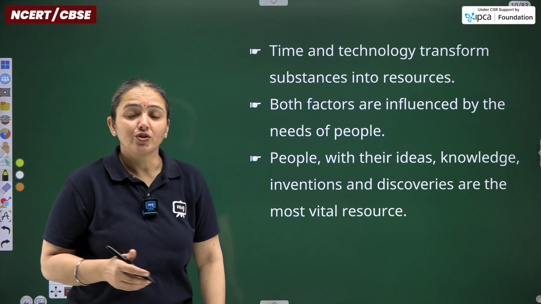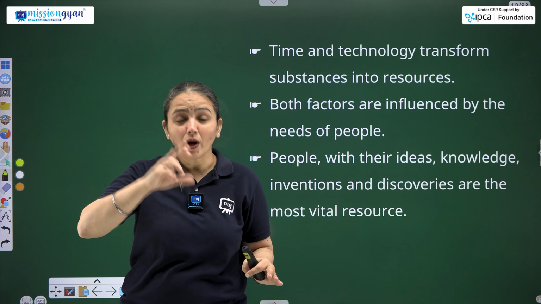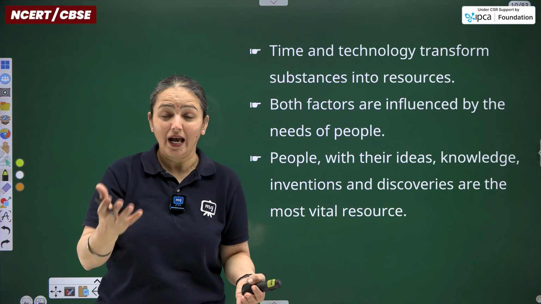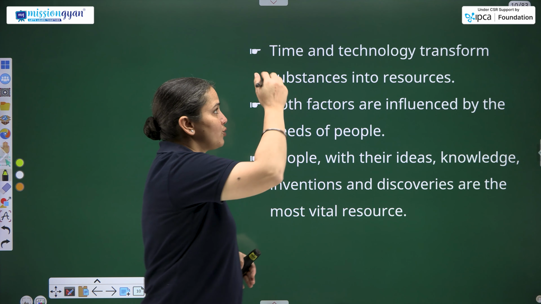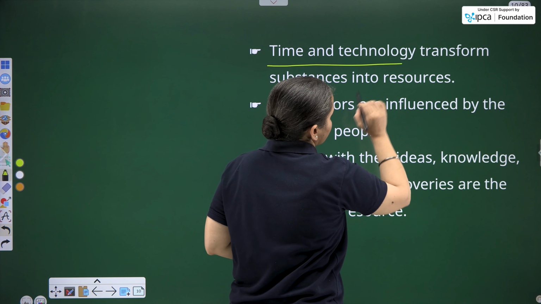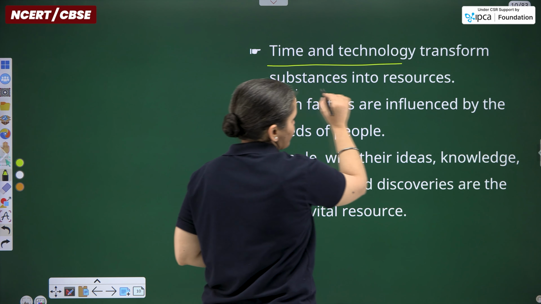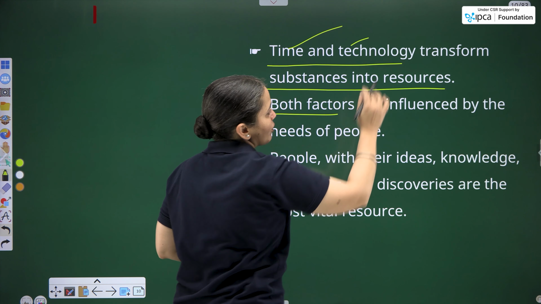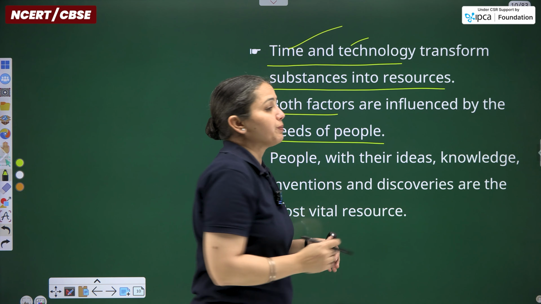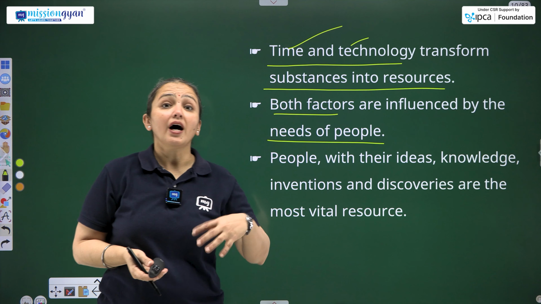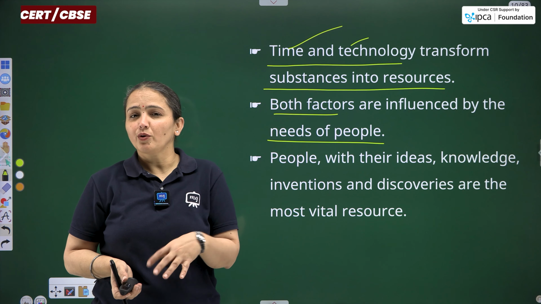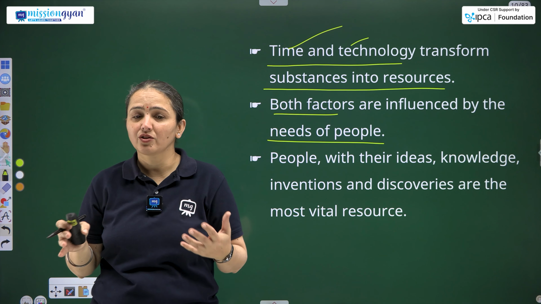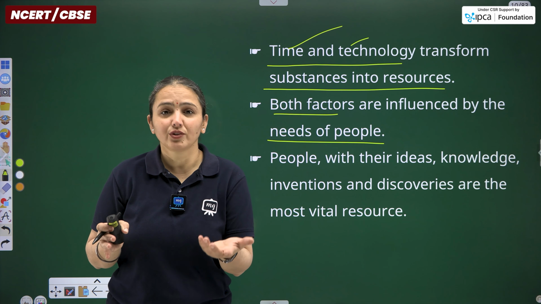Not only time, one more important thing makes a resource gain its utility: technology. The utility is gained with the help of time and technology. So time and technology transform substances into resources. Both factors, time and technology, are influenced by the needs of people. As the time comes and we are in need of a new thing, we discover or invent. Other than that, if we are satisfied with the going conditions, we are good. We don't have to discover anything.